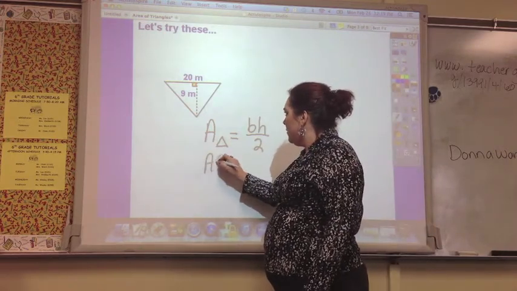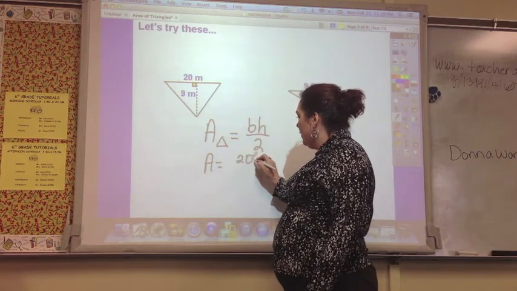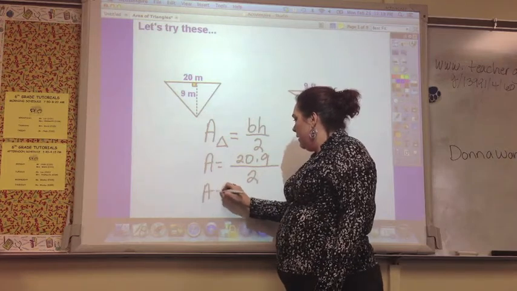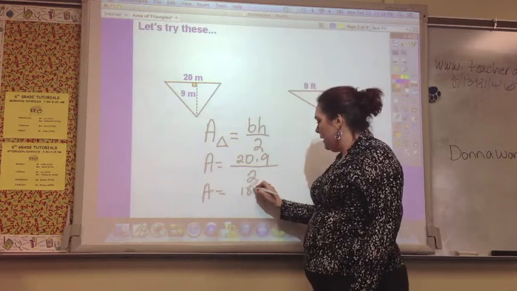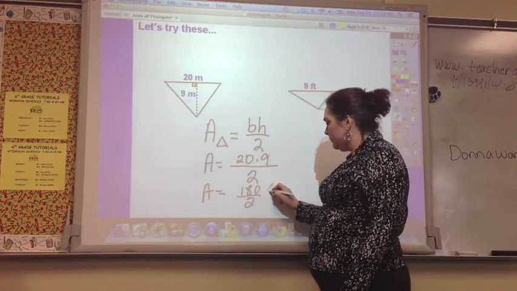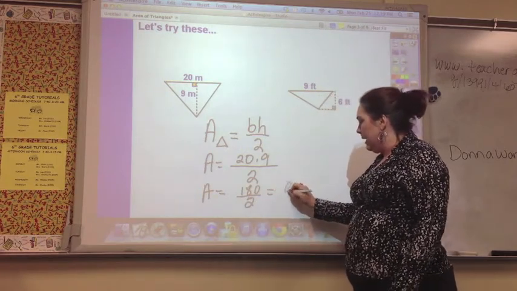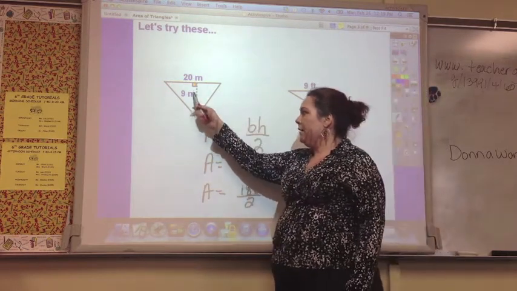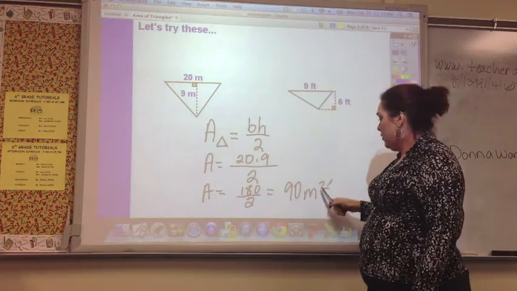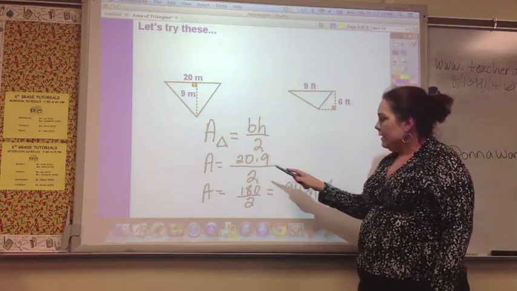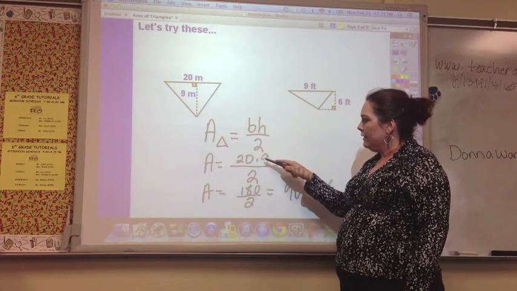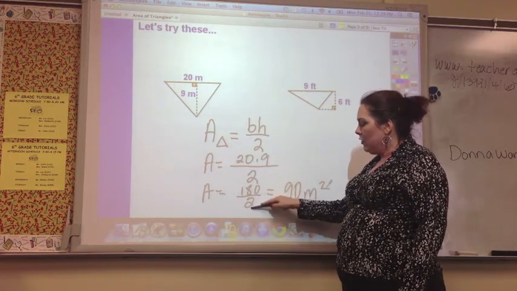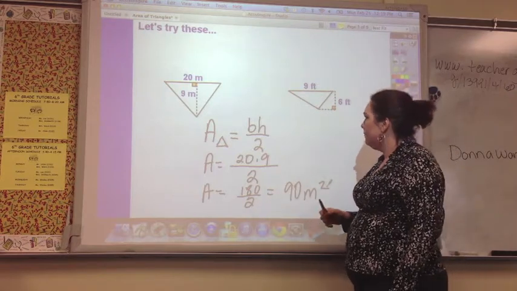So the area equals, substitute in, my base is 20, my height is 9, and I'm dividing that by 2. So area equals 180 divided by 2. So area equals 90 meters squared, because it's area, the units are squared. Don't forget to put your units in. So again, I substituted in 20 for the base, 9 for the height, multiplied to 180, divided by 2, and I get 90 meters squared.